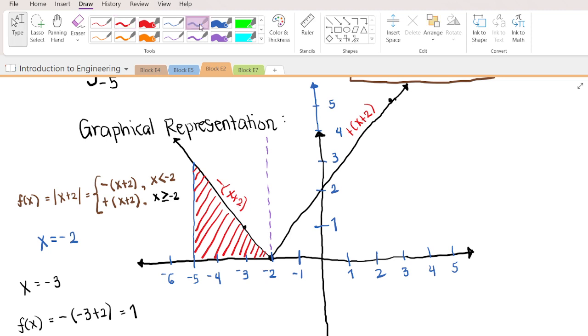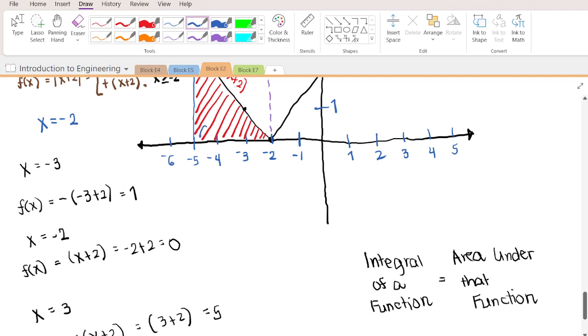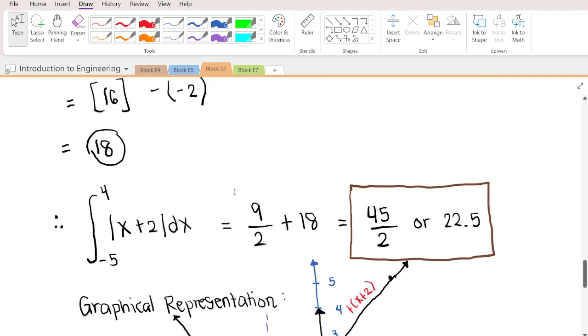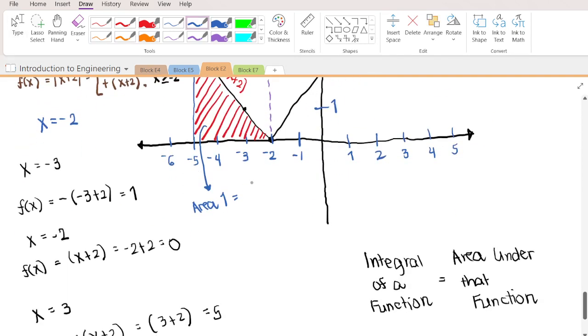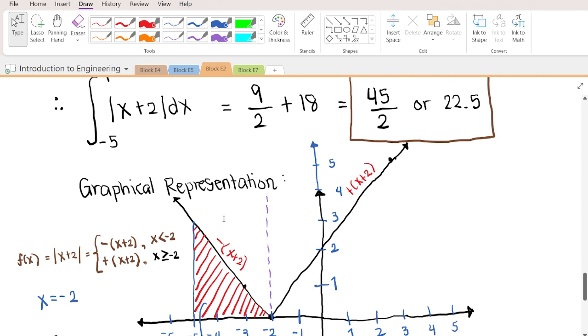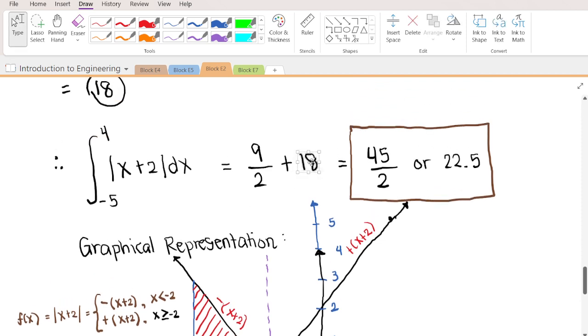So what is the value of that area? We can call this one area 1. The value of area 1 is the one that we solved earlier. That first value is 9 over 2. And the units for that one is square units. Okay, you understand the units here. Square units.